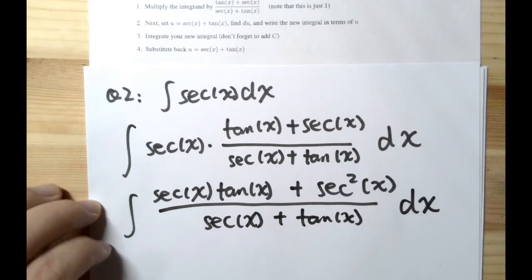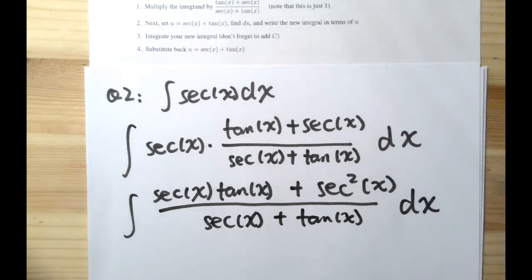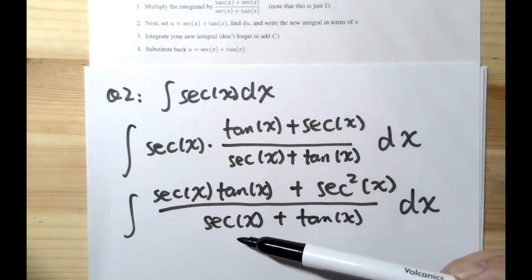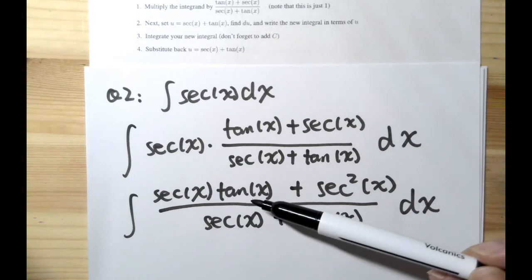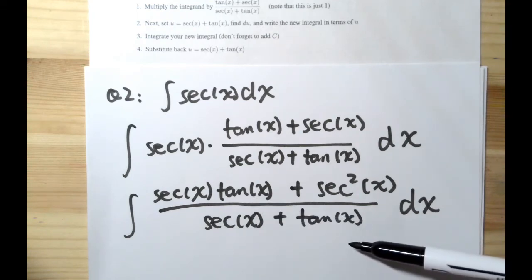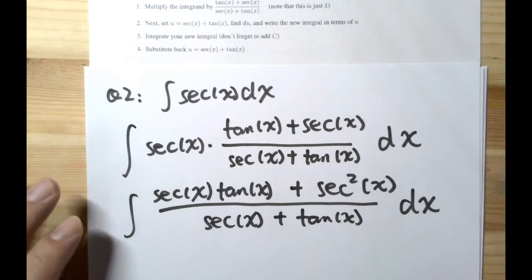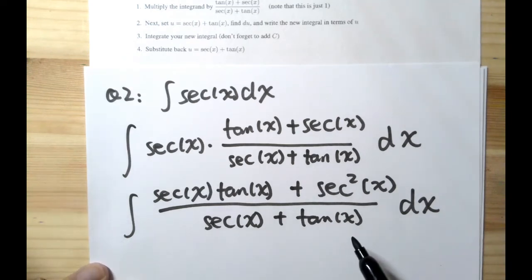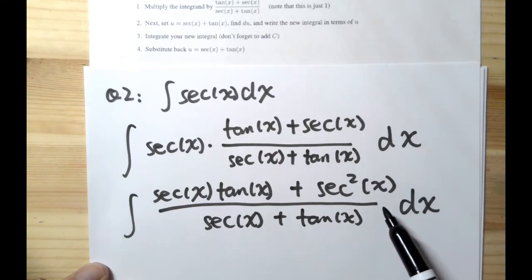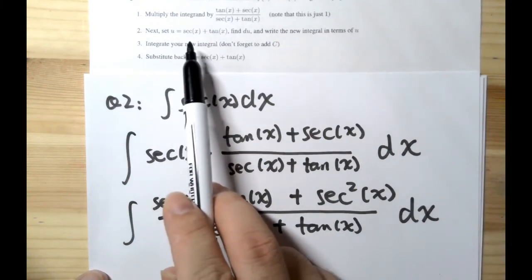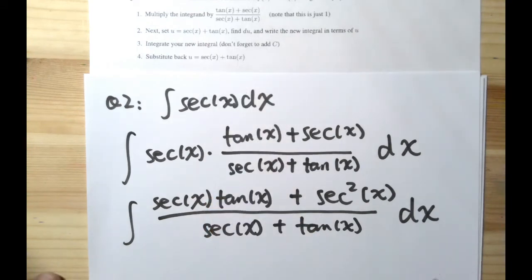Okay, so up to here, I think some of you might already notice that there is a relationship between the numerator and denominator. If you take the derivative of secant x, that is going to give you secant x tan x. And if you take the derivative of tan x, that is going to give you secant squared x. So in other words, the derivative of the denominator gives you the numerator. That's exactly why in the second step it says to set u equals secant x plus tan x.